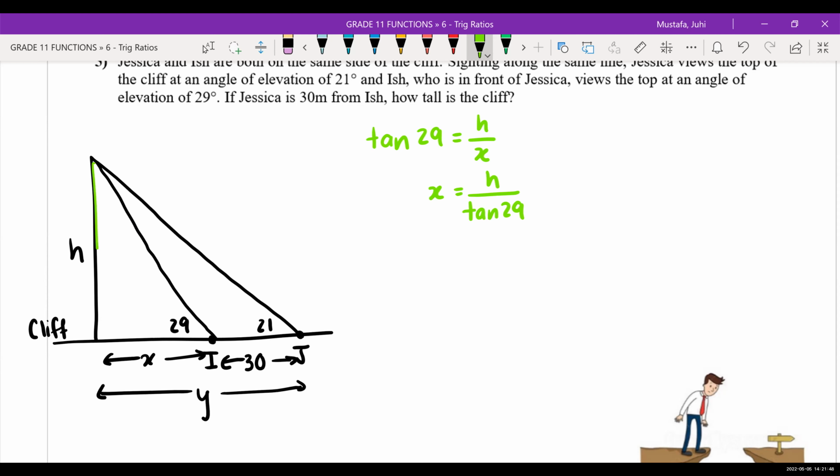The other expression will be for the big triangle. If you take a look at this big triangle here, our degree is 21, we have H, and then we have a Y. So that's going to be tan 21 is equal to opposite, which is H, over adjacent, which is Y. I'm going to rearrange that for Y, so Y is equal to H over tan 21. If you look at it, the setup is exactly the same as the previous question.